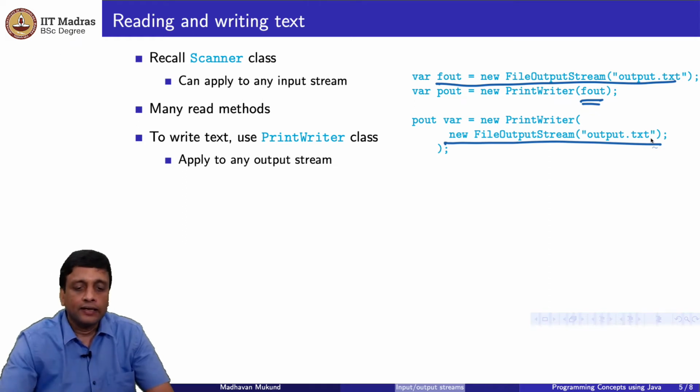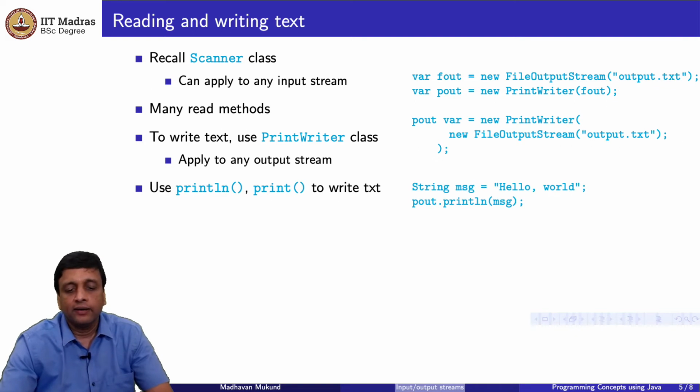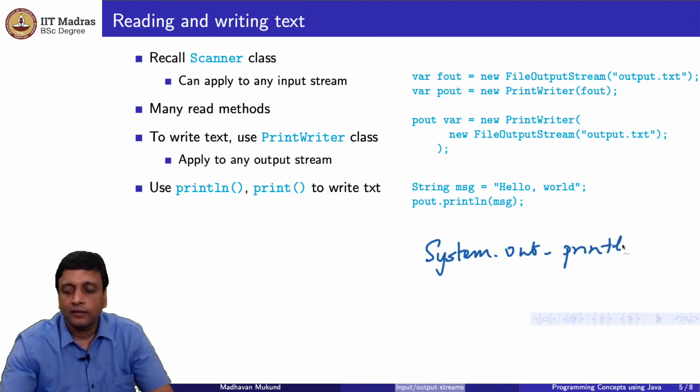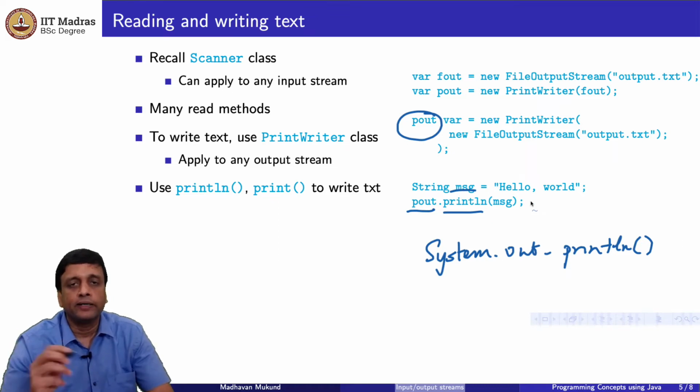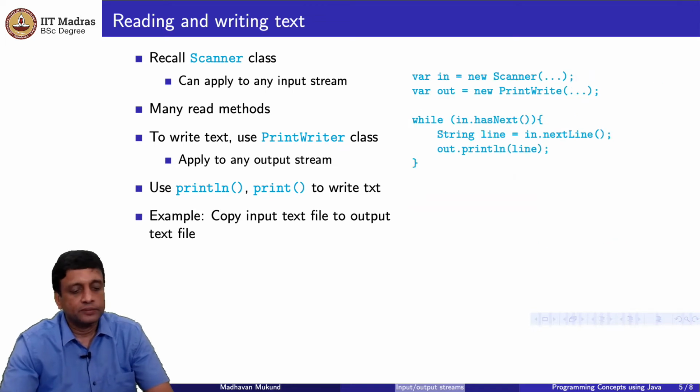Just like the scanner class had various methods to read, the print writer has different methods to print, but these are the methods that we already know. Remember, we have been writing all along system.out.println. All of those functions that we associated with system.out are actually the same functions which are available to print writer. So I can take a string and write to this print writer stream that I've created, I can say pout.println message. It will print it and put a new line character and so on. So we have these read methods and these print methods.